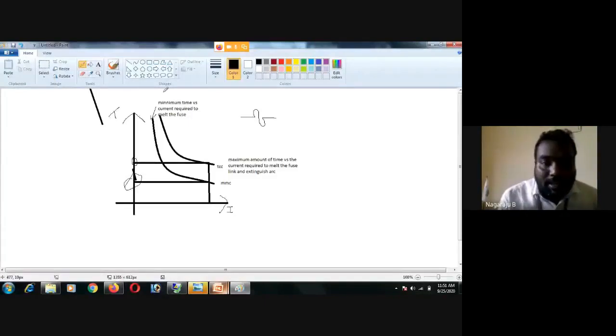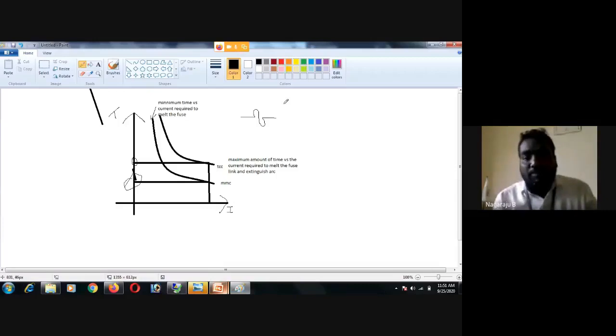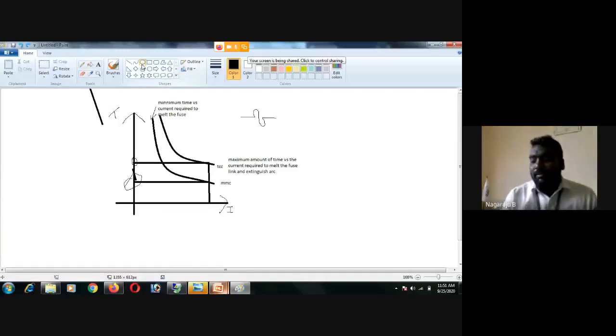as well as extinguish the arc. See here, the same current is required to melt the fuse and extinguish the arc also. Okay, this is about the total clearing curve, and the representation of the fuse is like this.